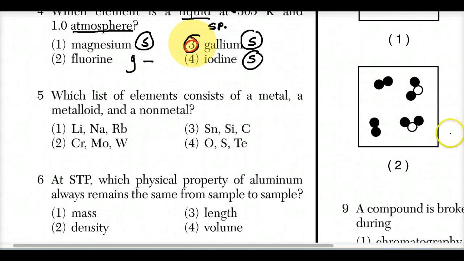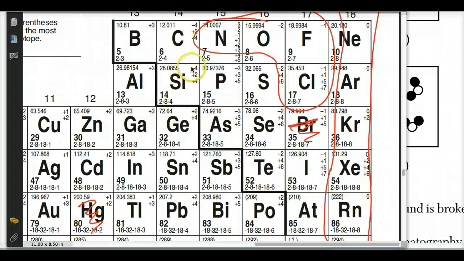Which list of elements consists of a metal, a metalloid, and a nonmetal? Okay, and sorry for that. So I know silicon is a nonmetal. I know carbon is a nonmetal, and I know tin is a metal. But if I did not know that, okay, I can clearly go to my reference table. And boom, there it is.